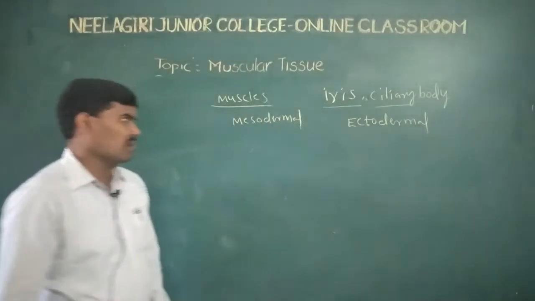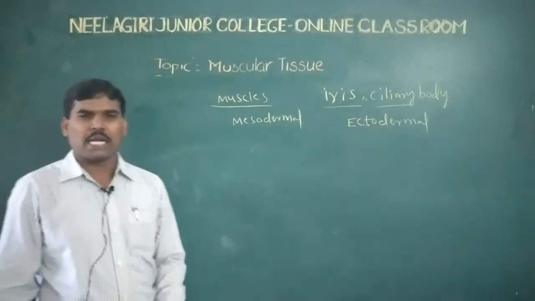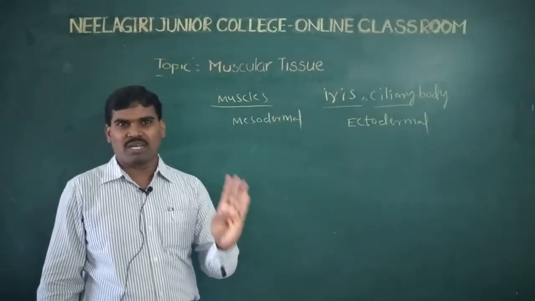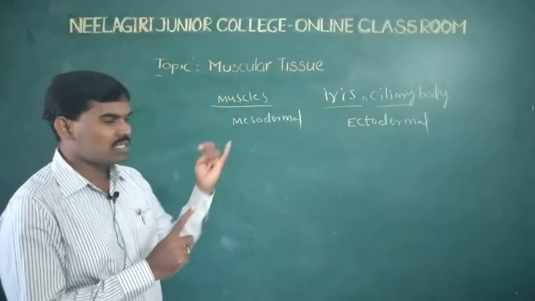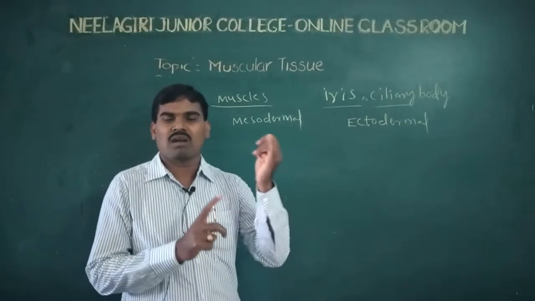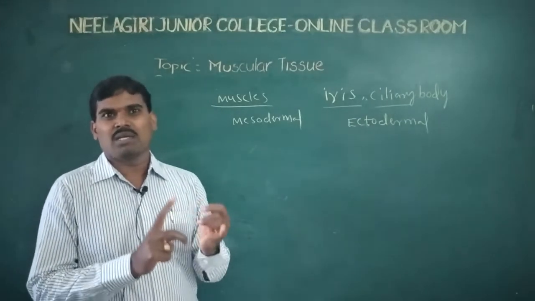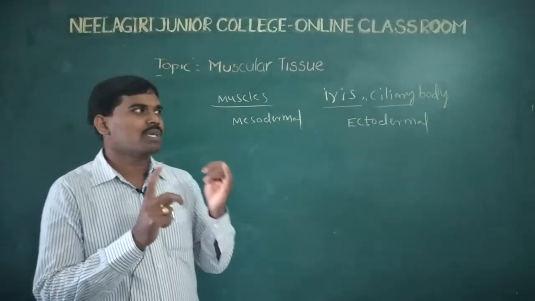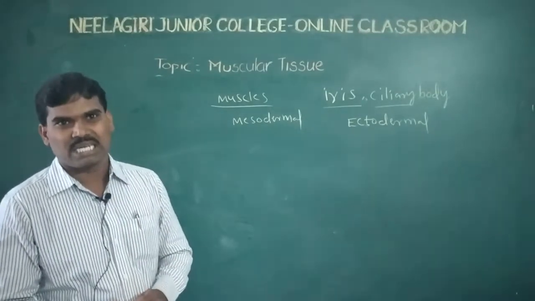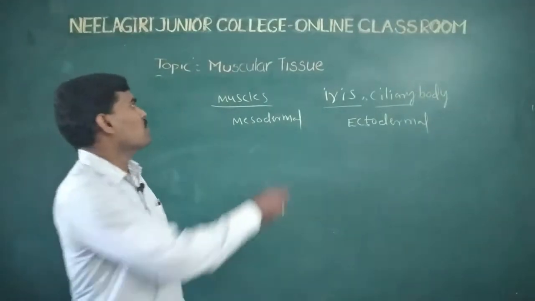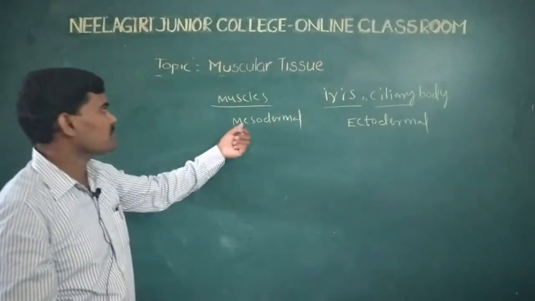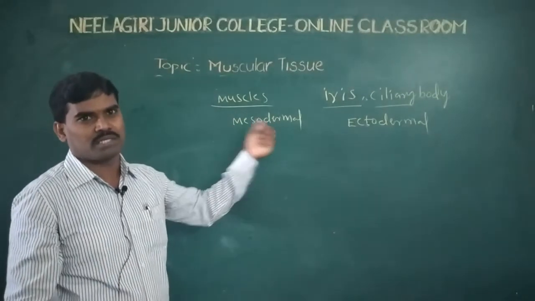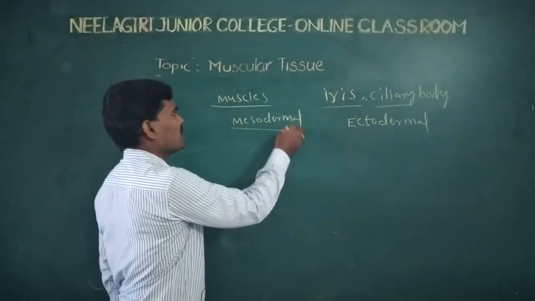There are three germinal layers: the first is ectoderm, the second is mesoderm, and the third is endoderm. From each germinal layer, certain body parts originate in the embryonic stage. So muscular tissues originate from mesoderm.